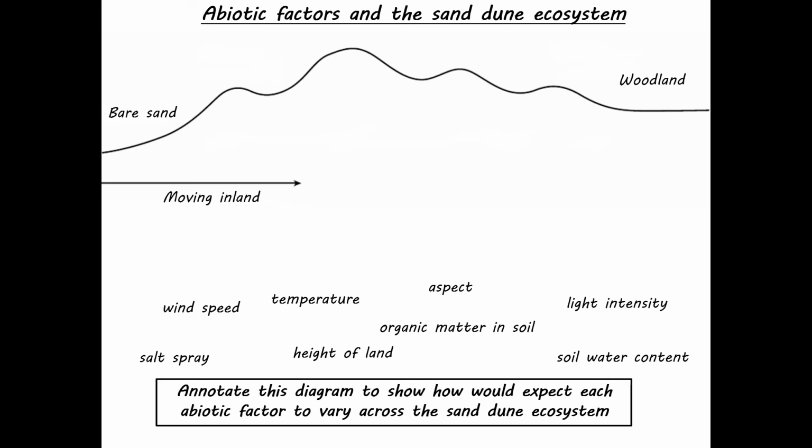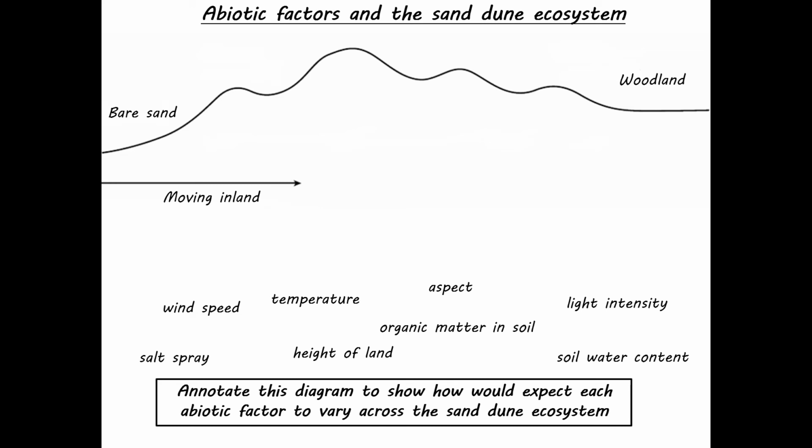The water content of the soil actually increases as you move inland, and that's because bare sand has nothing to retain the water and it drains away, whereas the root systems of the marram grass and the other plant species help to retain water in the soil, along with the organic matter, which helps to prevent the water draining straight through the substrate. Now we've got a soil forming.